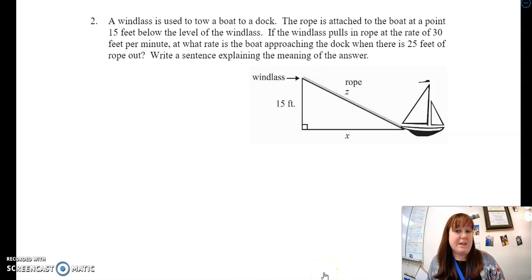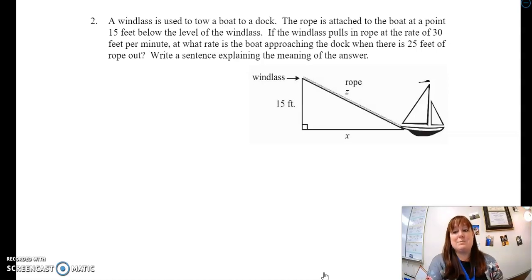Here's a full related rates problem. A windlass is used to tow a boat to the dock. The rope is attached to the boat at a point 15 feet below the level of the windlass. If the windlass pulls in the rope at a rate of 30 feet per minute, at what rate is the boat approaching the dock when there is 25 feet of rope out?